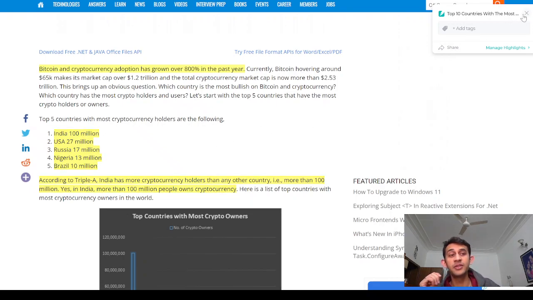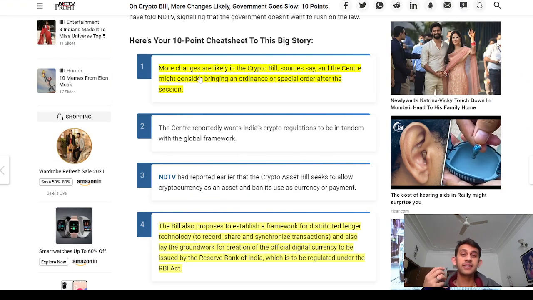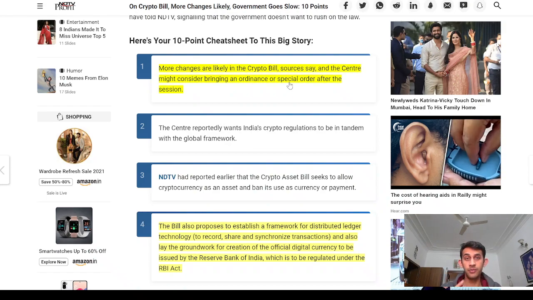Also, there have been some updates on the crypto bill. The main update I can say is that NDTV released a 10-point story, but we're just going to cover 2 or 3 because those are the most important. So the more important changes are likely to come in the crypto bill, sources say, and the center might consider bringing an ordinance or special order after the session. So basically, it has been delayed for a while. We're not going to be seeing a final answer during this session.